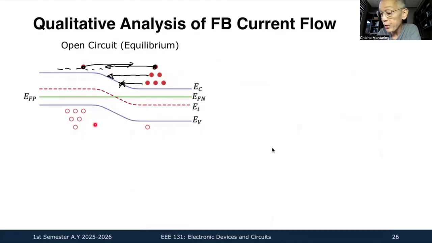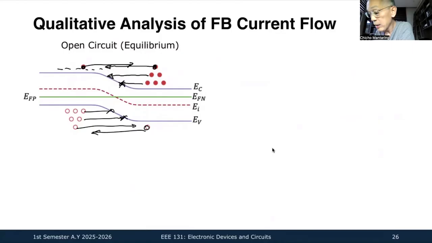The same situation applies here. Remember, holes tend to float, electrons tend to sink. So these holes will tend to float, but this one will not be able to float up because it will also hit the barrier. Only this one will get through. This other one will be able to drift. So remember, this is diffusion.